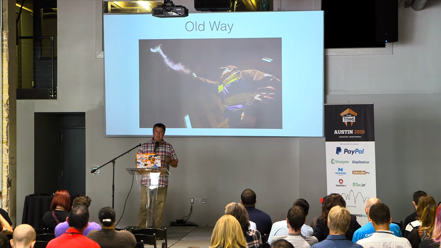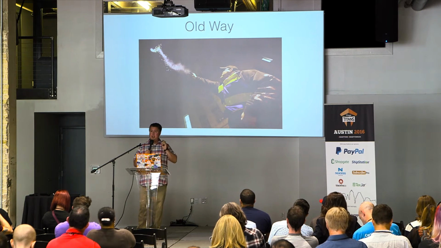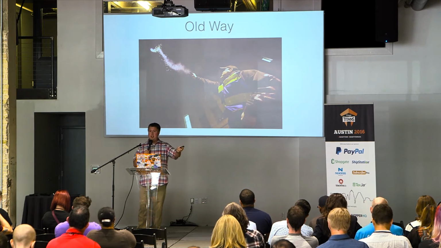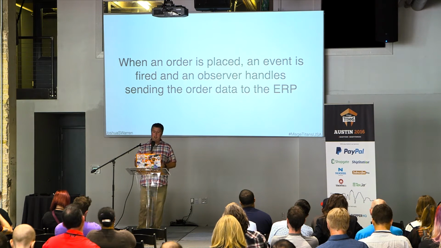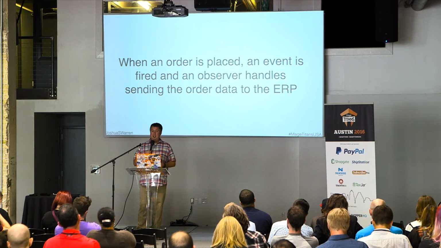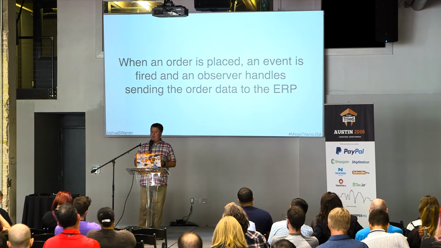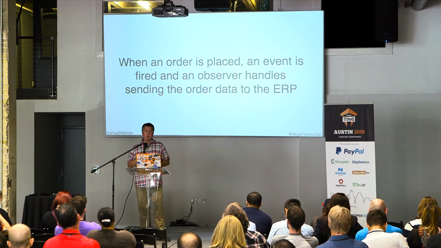It's basically you fire off a single message via SOAP or REST API, and you say, hey, I have a new order. I'm going to send it out, kind of like a flare, out to my OMS or ERP. So you might fire an event, have an observer, it handles sending that data to the ERP. Again, you can see how that's not necessarily super scalable. There's definitely a lot of room for bottlenecks there.